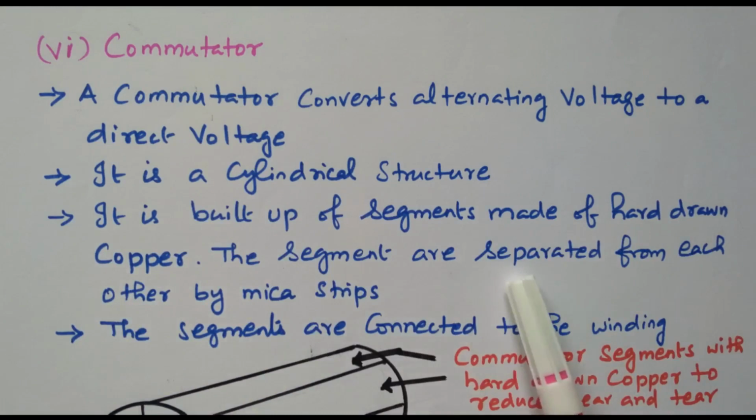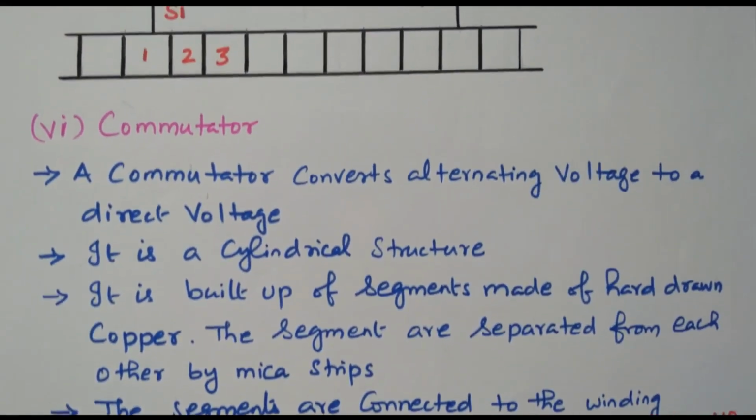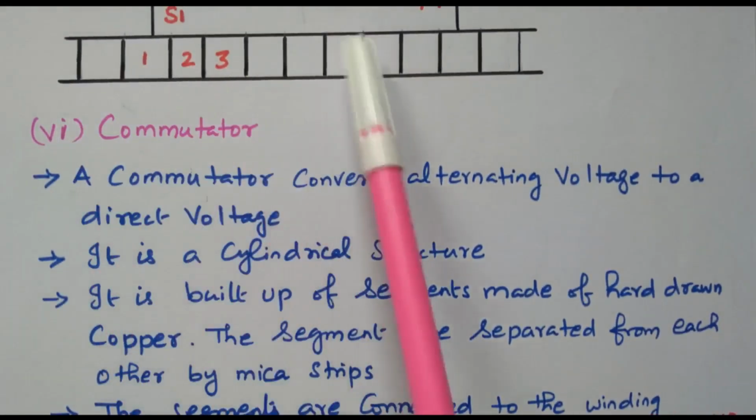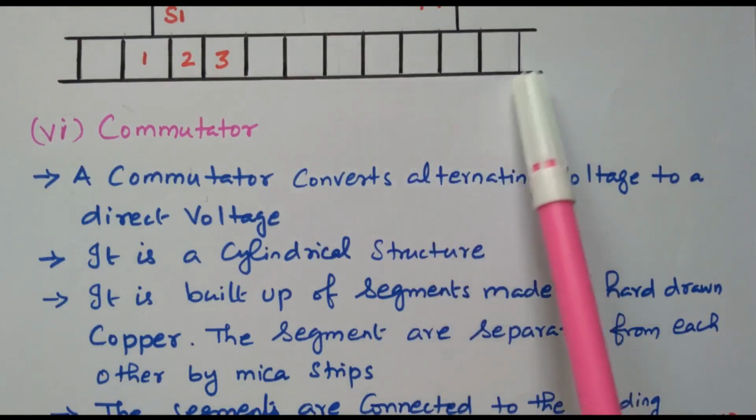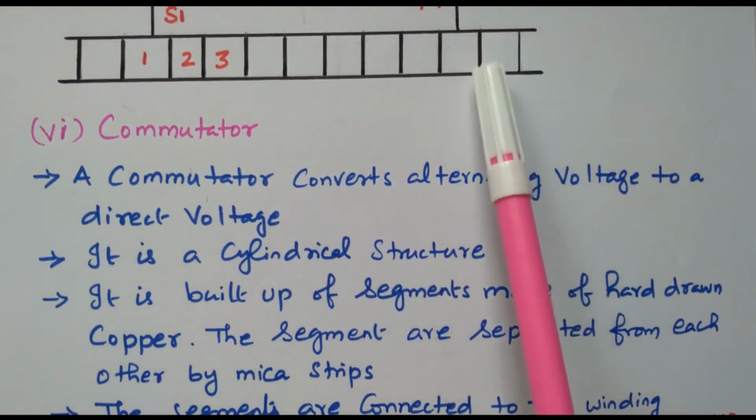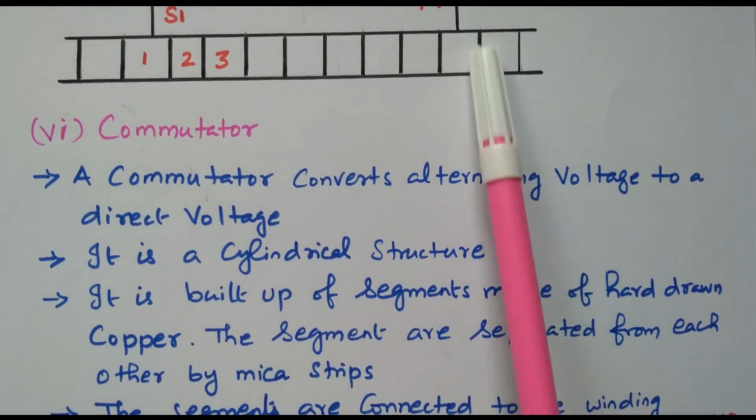The segments are separated from each other by mica strip. These segments are connected to the winding. Right. So we already discussed that. See this diagram. So this is the segment. N number of segments are available. So it's made up of copper and is separated by the mica strip.